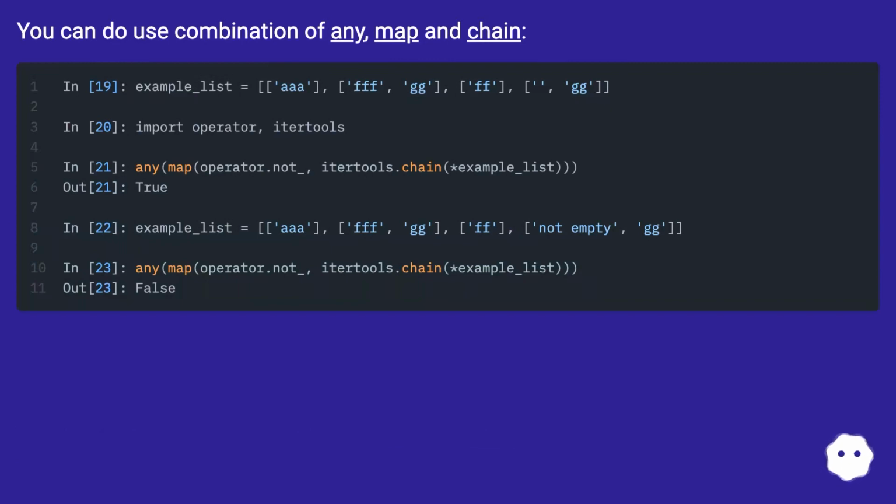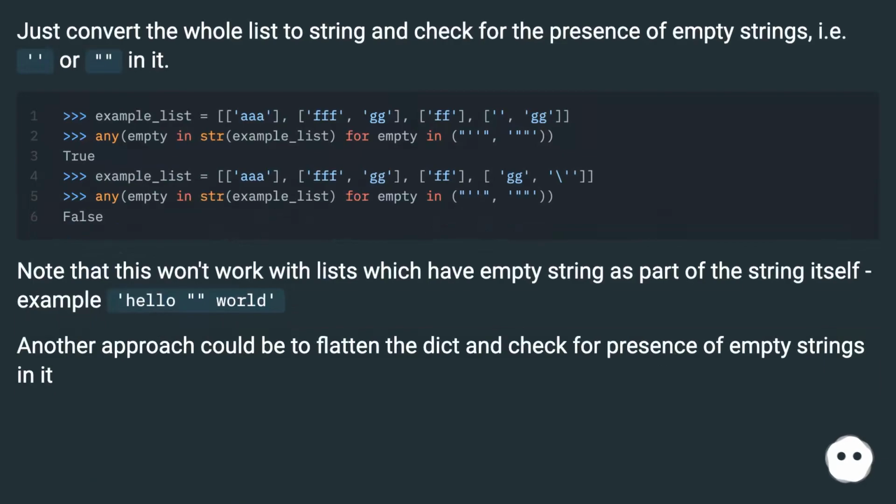You can use a combination of any, map and chain. Just convert the whole list to string and check for the presence of empty strings, i.e. '' or "" in it. Note that this won't work with lists which have an empty string as part of the string itself, for example, hello world.